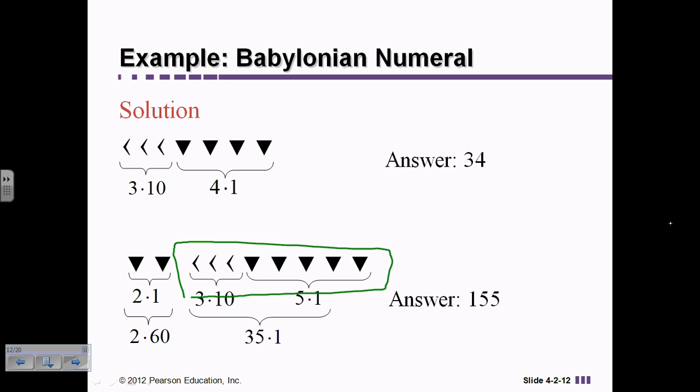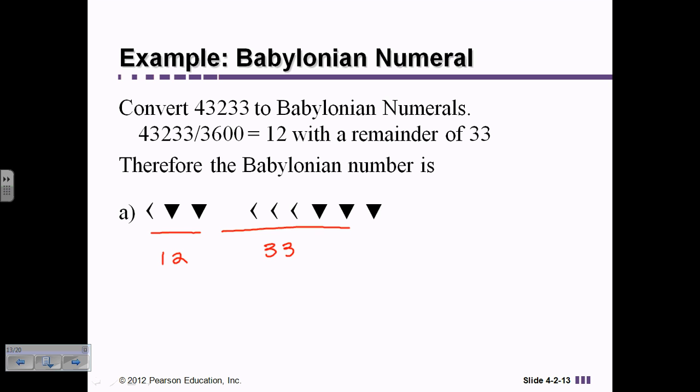So here's what we want to do on the next problem. We want to convert the number 43,233 to the Babylonian number system. Now you'll notice that there's a space here. So everything that you see here is in the ones place, and everything that you see here is in the 3600 space. There is nothing in the 60s space. There's only things in the one space and the 3600 space.